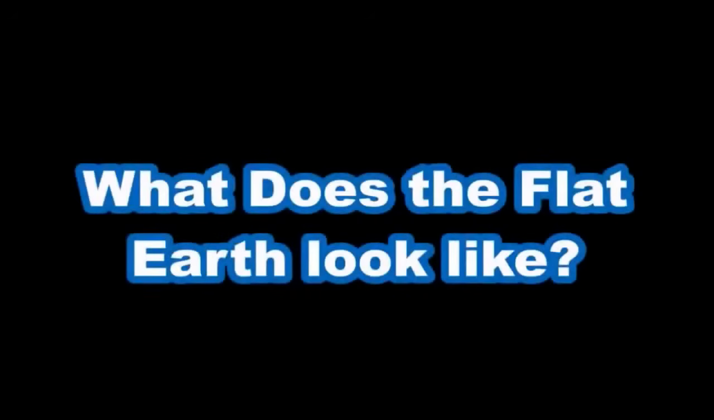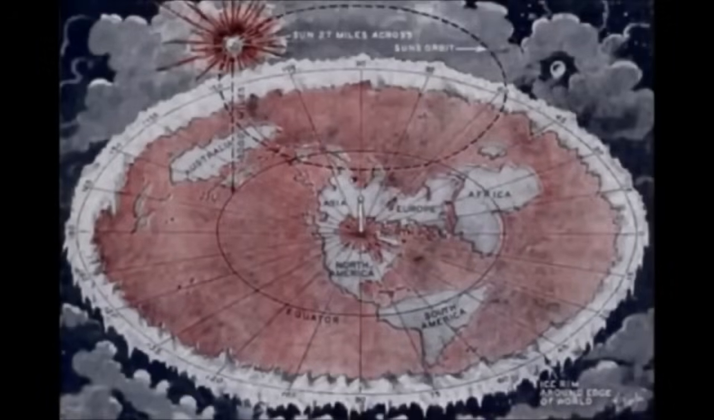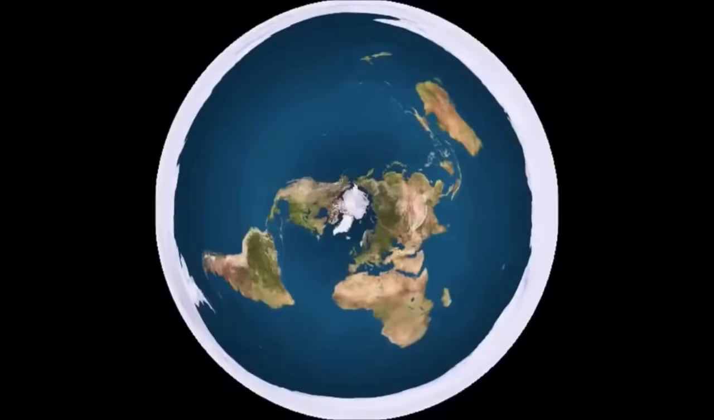What does the Flat Earth look like? No one is 100% certain about what the flat Earth looks like, but the azimuthal equidistant projection map that is used by the USGS is the Flat Earth map.